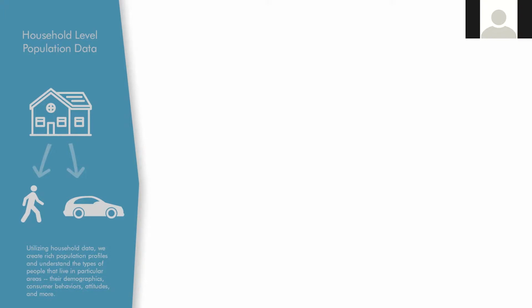Partnering with Claritas and having the Claritas data at the household level, we're able to understand, at a census block group level, a lot about households. We understand where they live, their demographics, their consumer behaviors, their psychographics. So we're able to look at that and understand the population at a household level.